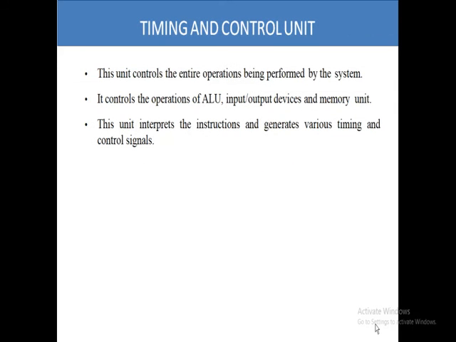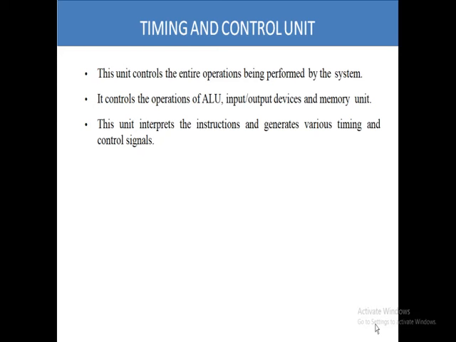What are the functions of a timing and control unit? It generates the timing and control signals. This unit interprets the instruction given by the user, and it generates the various timing and control signals, and it controls the entire operation performed by the system. So it controls the operation of the ALU, input output unit, and memory unit.